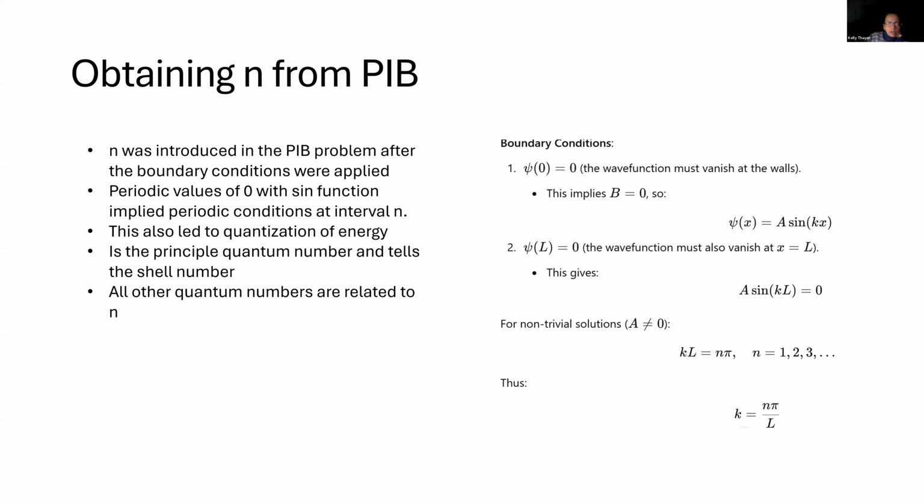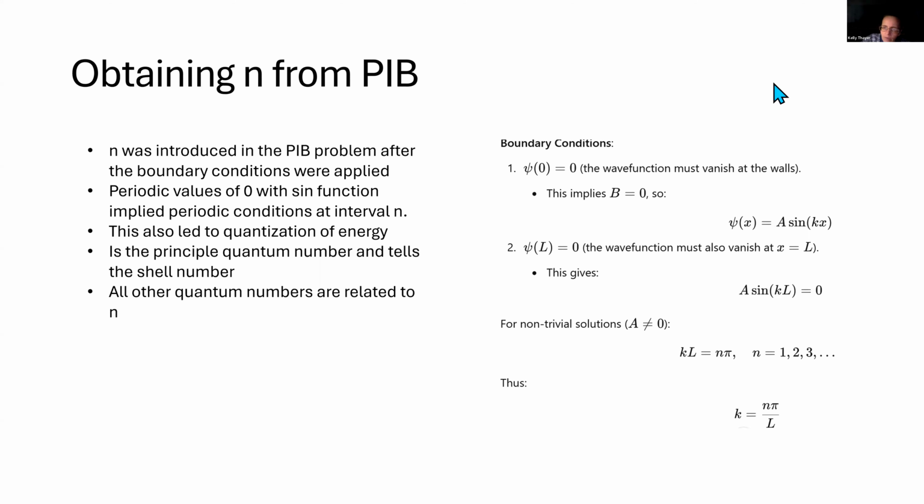So let's see how we actually got n from the particle in a box, where it was introduced after the boundary conditions had been applied. Remember that we needed those. In the generic solution, we did not have all of the information because you need to know what the integration constants are going to be. So the periodic zeros of the sine function implied the periodic conditions at an interval of n.